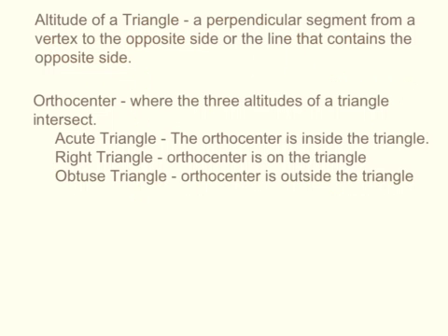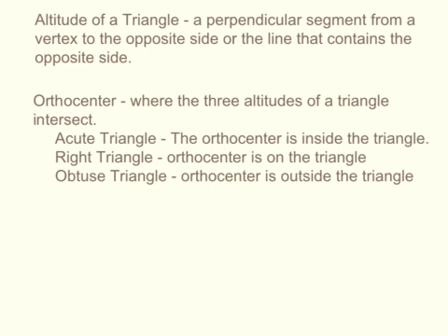Okay, a couple other vocabulary words that I want you to know. First of all is altitude of a triangle. Altitudes are perpendicular segments from a vertex to the opposite side, or the line that contains the opposite side. So perpendicular is the key thing there. It forms a right angle with the opposite side of the triangle. Now the altitude is not necessarily the median. Could be, but it's not necessarily.